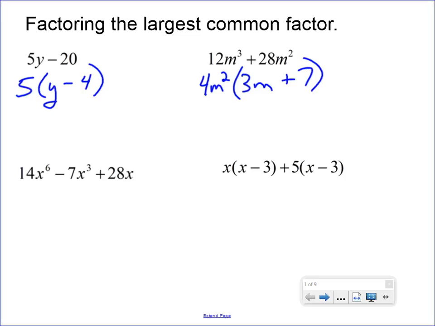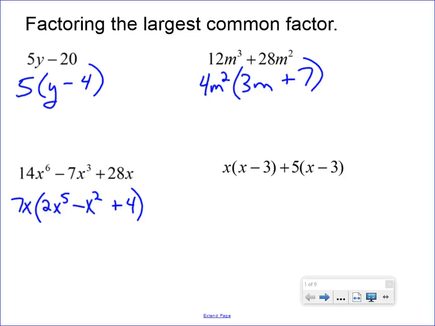On the third one, you first look to see what's common to the 14, the 7, and the 28. I would say the largest common factor there is a 7. If you look at an x to the 6, an x to the third, and an x, the largest common factor there would be an x. If you factor a 7x out of each of these terms, from the first term you'd be left with a 2x to the 5th. On the second term, you'd be left with just an x to the 2nd. And on the third term, you'd be left with just a 4.